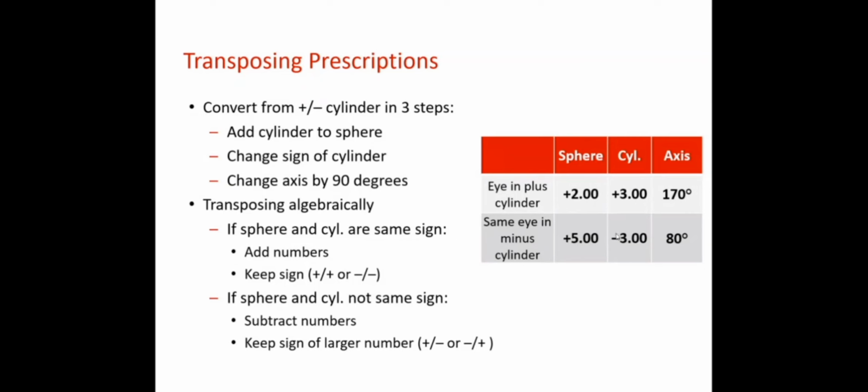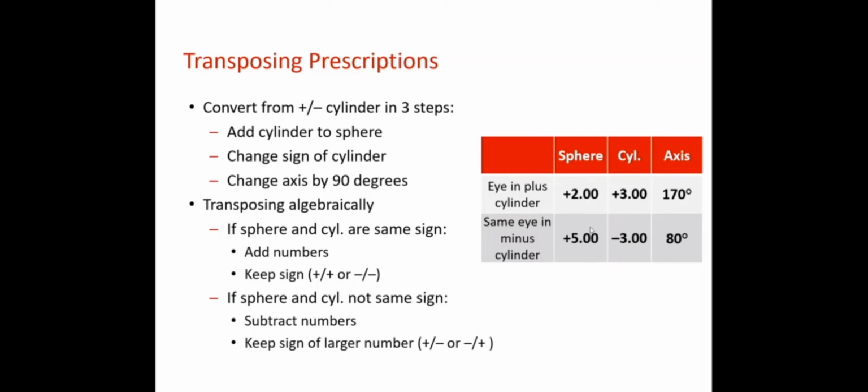Then what you do is you switch the cylinder to minus instead of plus, it becomes minus. Right, and for the axis, you're going to switch it by 90 degrees, opposite to what it was previously. So if it was 170 degrees, you subtract 90 from it, so it becomes 80. Okay, now transposition can be done likewise in the opposite way.